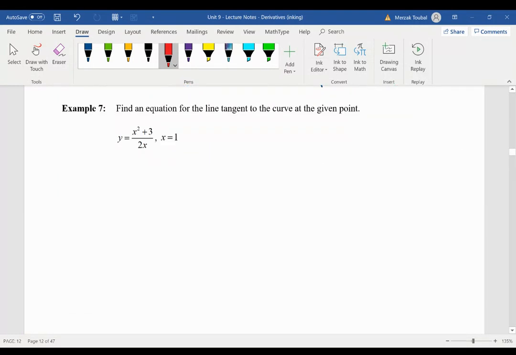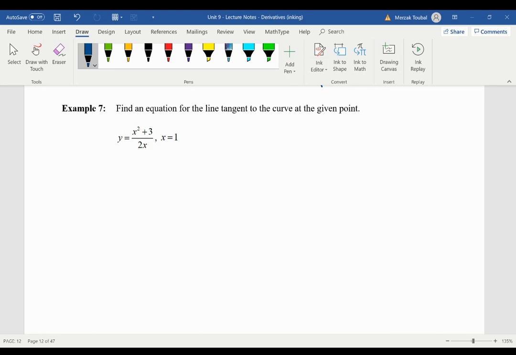Find an equation for the line tangent to the curve at the given point. So we did an example like this before in my previous presentation, but now we're just going to use the derivative formula. We're not going to use the definition of derivative, which is the limit as h approaches 0 of f of x plus h minus f of x over h.